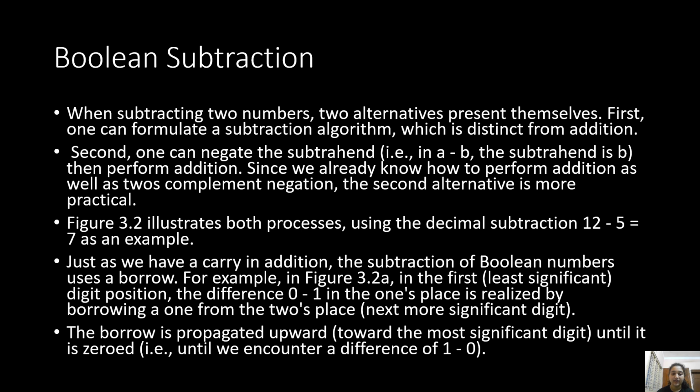Just as we have a carry in addition, the subtraction of Boolean numbers uses a borrow. For example, in figure 3.2a, in the least significant digit position, the difference 0 minus 1 in the ones place is realized by borrowing a 1 from the 2's place, the next more significant digit. The borrow is propagated upward, zeroing digits, until we encounter a difference of 1 minus 0.